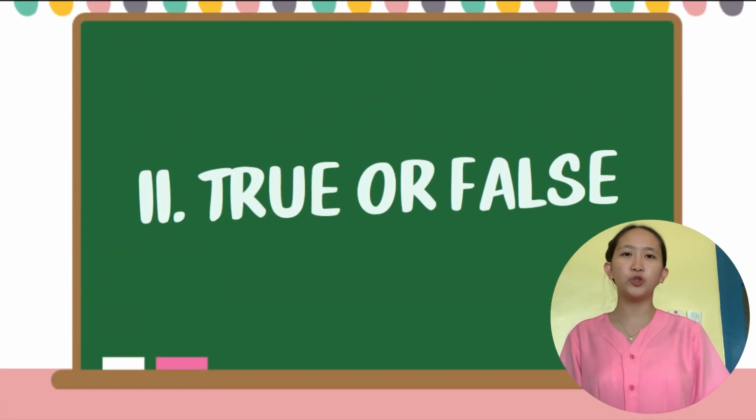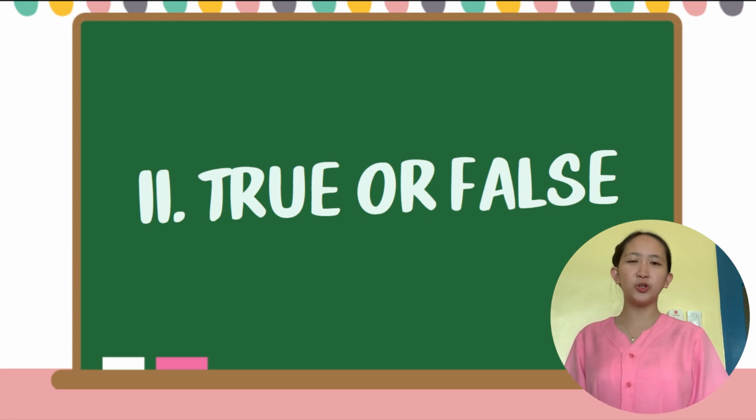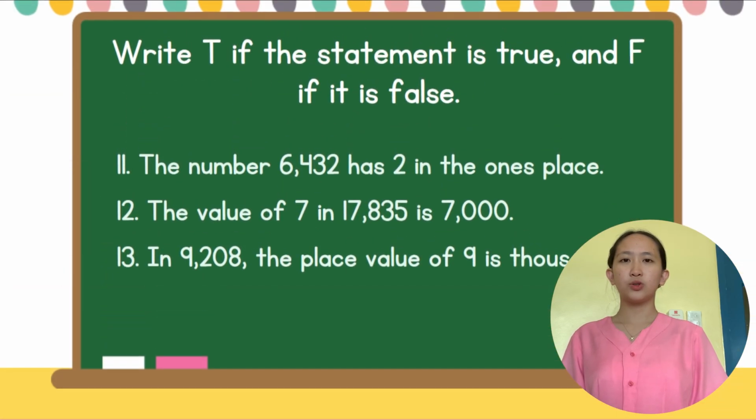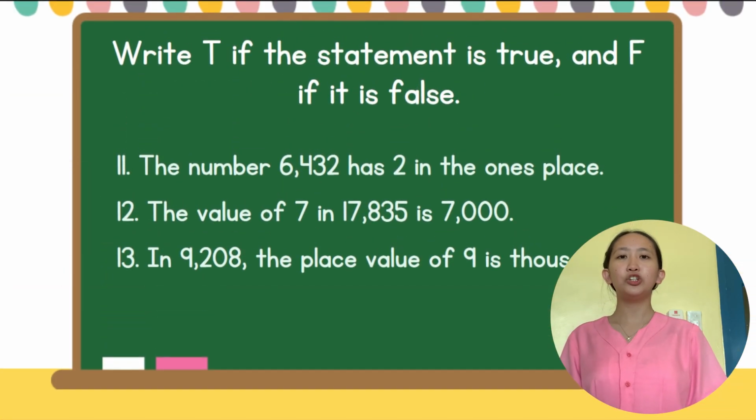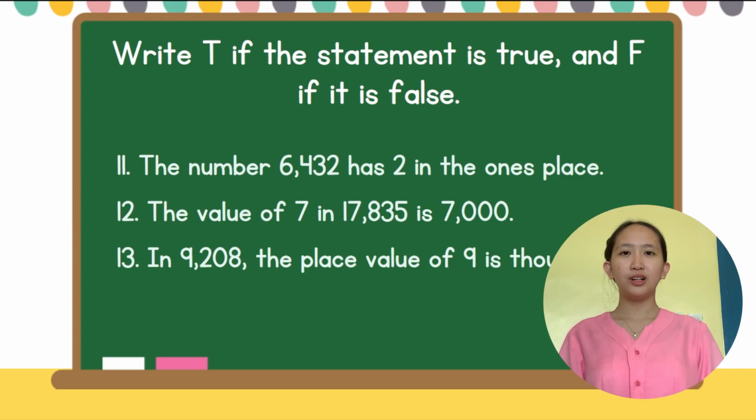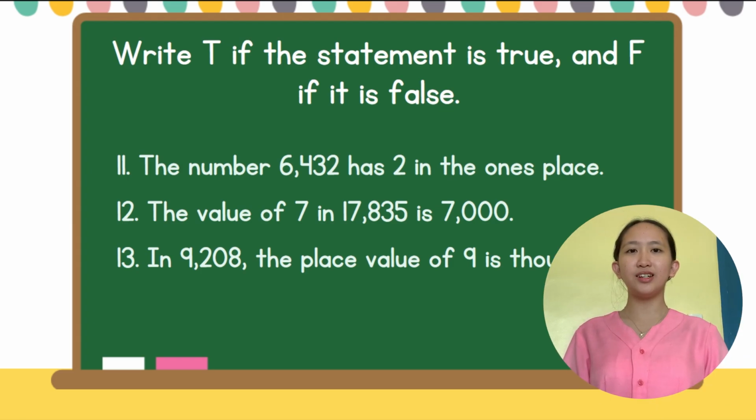Next part, we have true or false. So for the instructions, write T if the statement is true and F if it is false. So for number 11, the number 6,432 has 2 in the ones place. Is it true or false? Number 12, the value of 7 in 17,835 is 7,000. True or false?